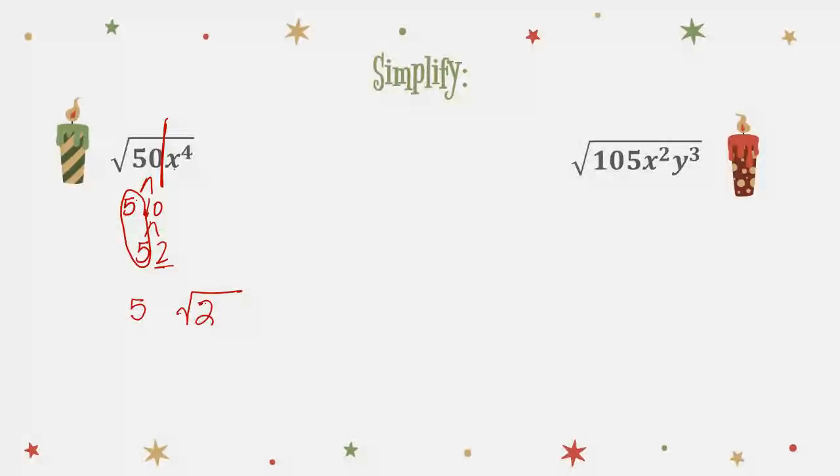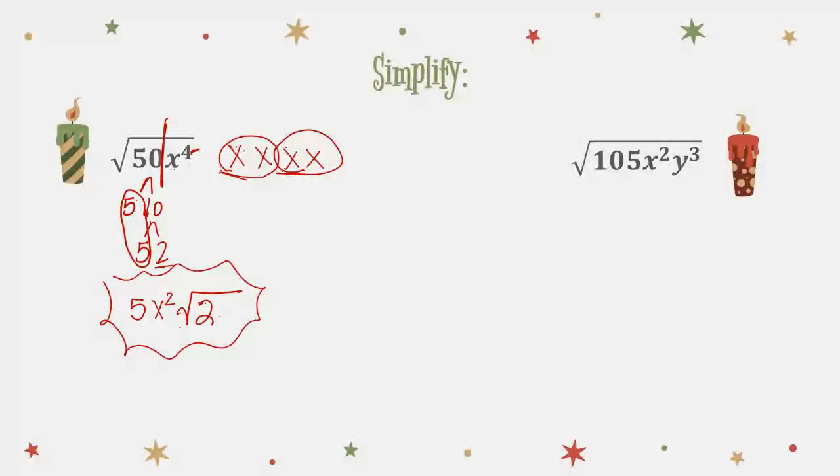Now I'm going to take this x, and this 4 tells me that there are 4 x's. I'm just going to write them all out. Again, I'm looking for groups of 2. So I have one group of 2 here, and I have one group of 2 here, which means that outside the radical, I have 2 groups or 2 pairs of x's, and I have nothing left over to be inside. This is my final simplification.